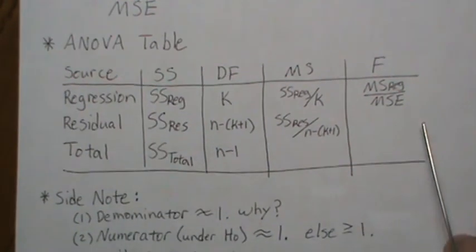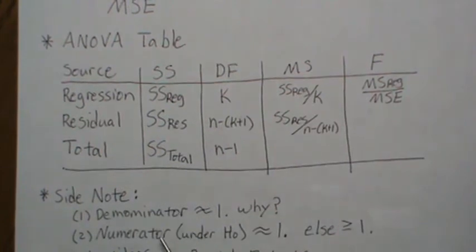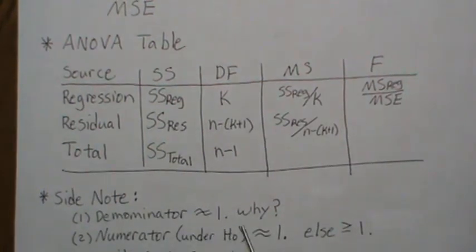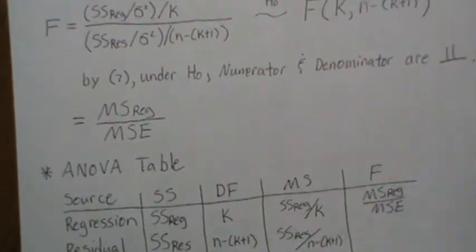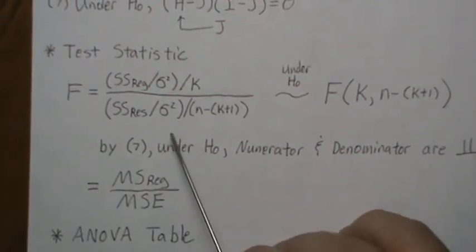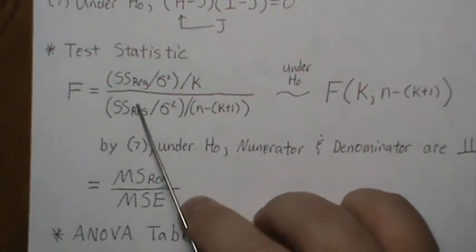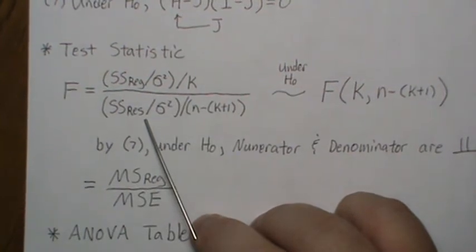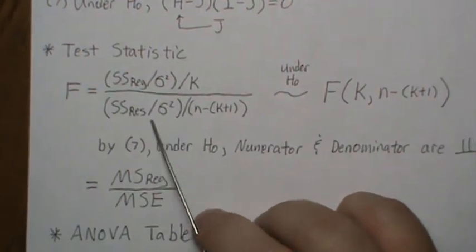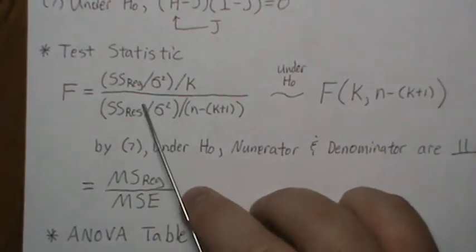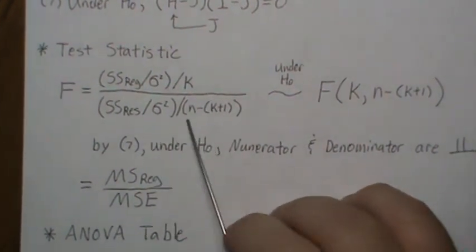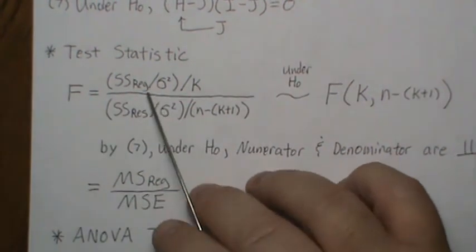Now, here's a side note. The denominator and numerator are approximately 1 under the null hypothesis. Else, the numerator is greater than 1. Let's look at that. Here, this is a chi-squared with degrees of freedom n minus k plus 1. What's the mean of a chi-square? The degrees of freedom. So on average, this is going to equal its degrees of freedom, which after dividing is 1. Same for the numerator.